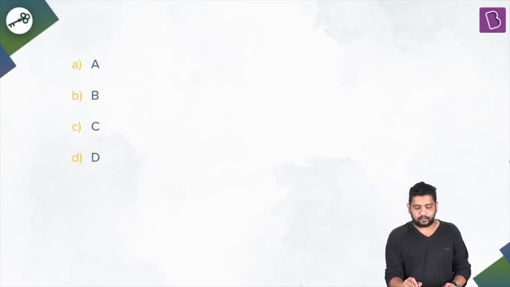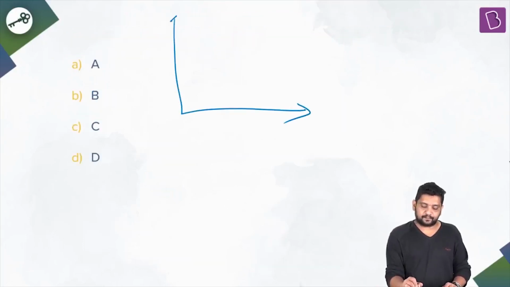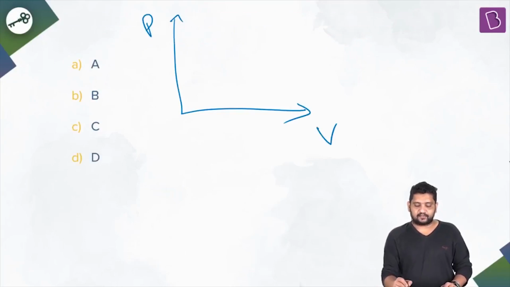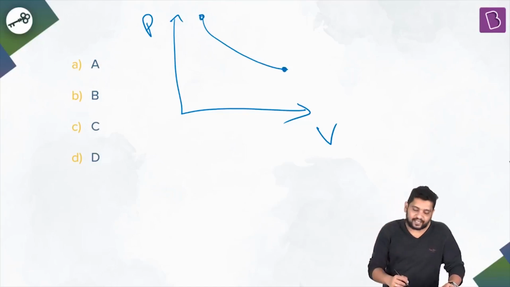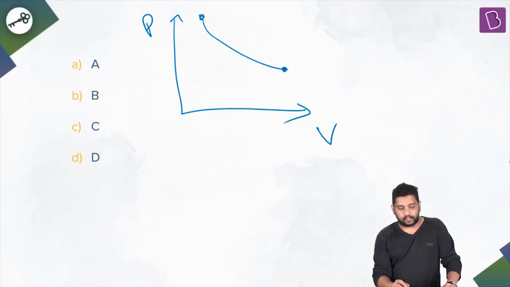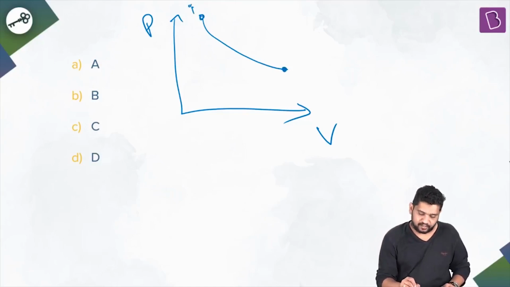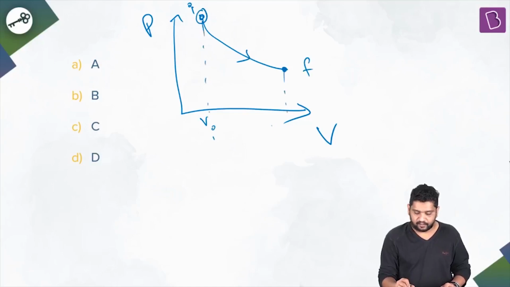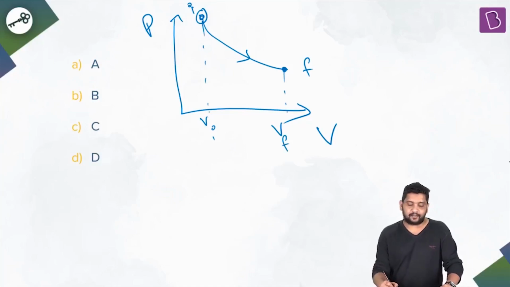Now, let me speak about this, right? As far as the PV curve is concerned, for an isotherm, when temperature is constant, we know that we get what we call a rectangular hyperbola, right? Now, this is an expansion. So this is an initial point and this is my final point. How do I know? Because you can see that the volume has increased, right? So this is your initial volume. This is your final volume. So volume has increased. So this is an expansion that is happening.